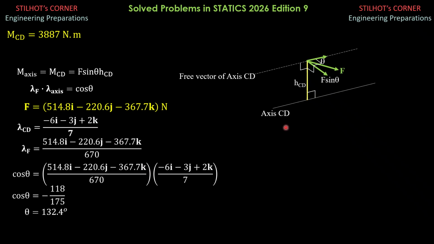So substitute into this formula here. 3887 equals 670 sine of 132.4 degrees times the perpendicular distance to axis CD. So d sub CD can now be computed, and it is equal to 7.856 meters. So that's it for this lengthy video.